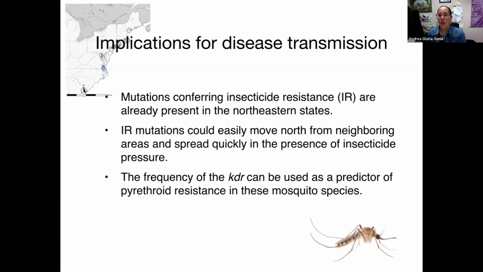Now, what implications does this have? Well, we know that the mutations are there already, and that any selective pressure could easily drive these insecticide-resistant frequencies up, and they could move from one neighboring population to another.